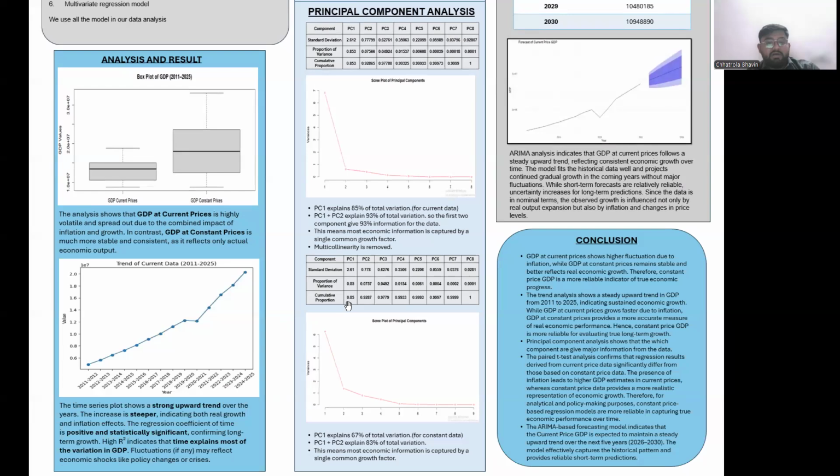This is the principal component analysis for the constant data. Now, this is the scree plot of this. PCA1 explains 67% of total variation for constant data, and PCA1 plus PCA2 explain 83 percent of the total variance.